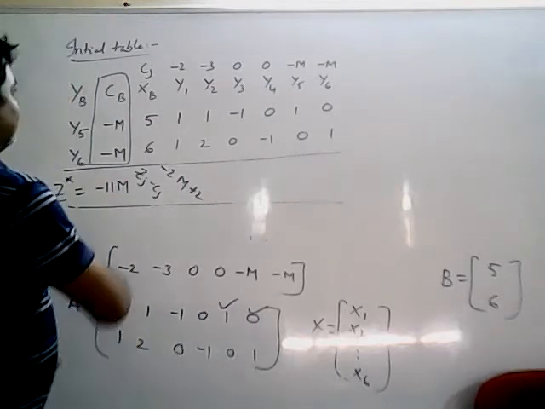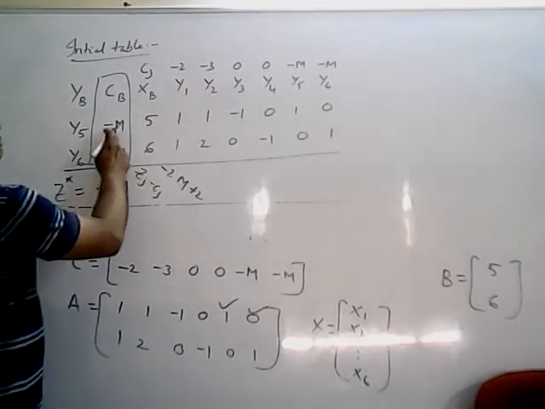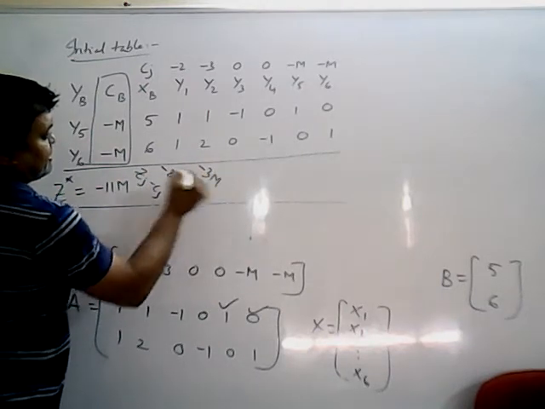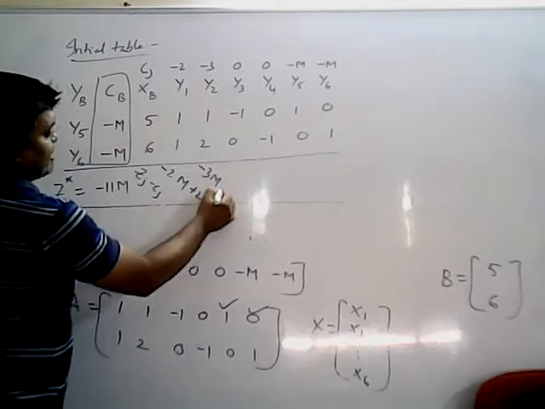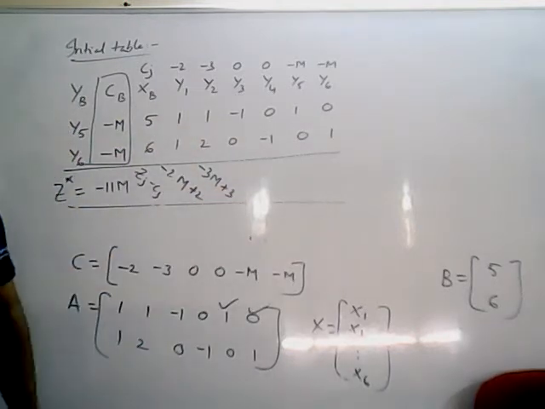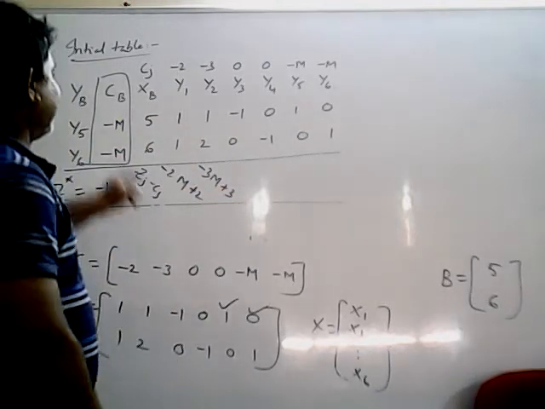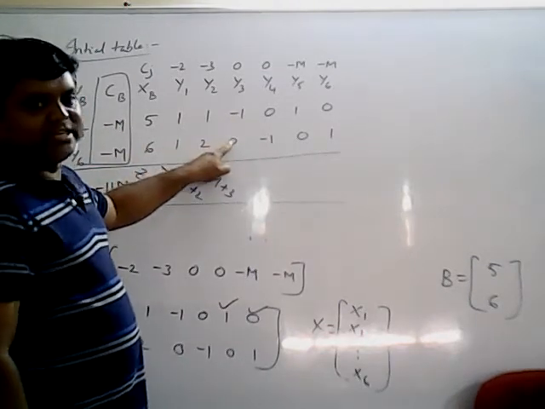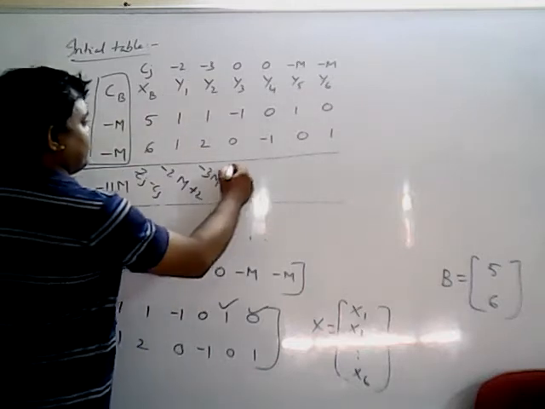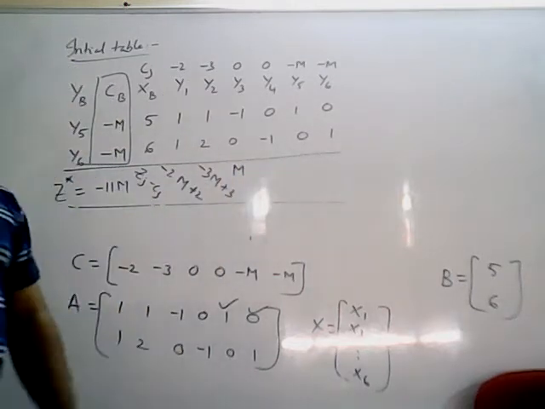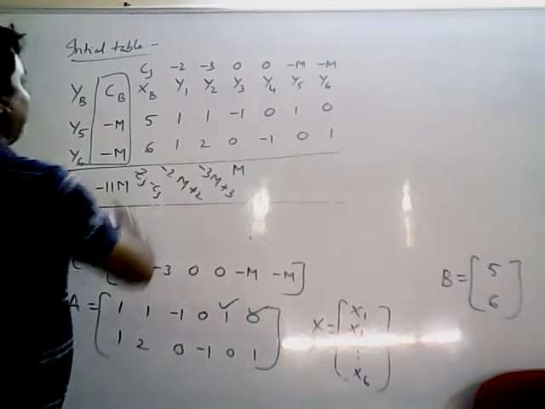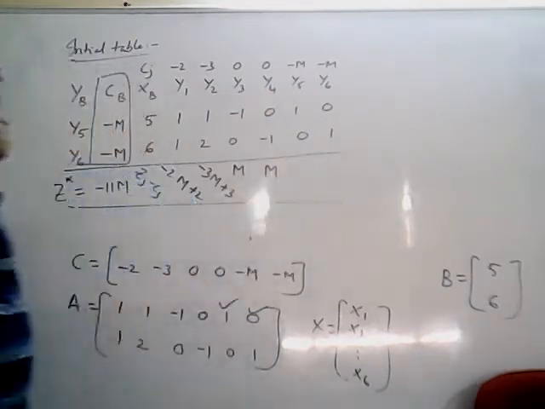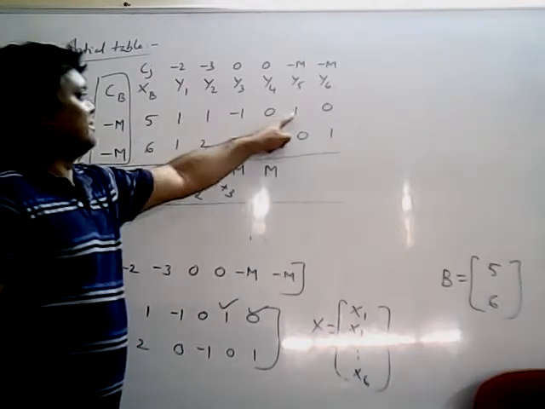Okay. Next value. CB into y2: minus M minus 2M is minus 3M. Minus of minus is plus, so minus 3M plus 3. Next, CB into y3: minus into minus is plus M, and this is 0. So the total value is plus M minus 0, which is plus M. Next, CB into y4: this is M. M minus 0 is again M. Next, CB into y5: minus M, this is 0.